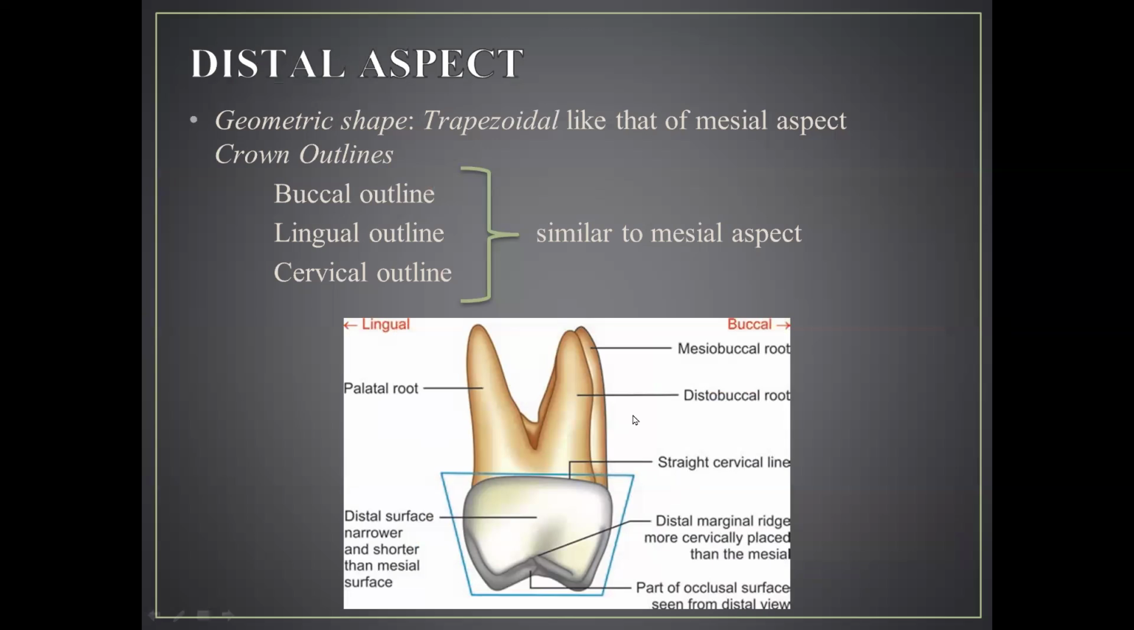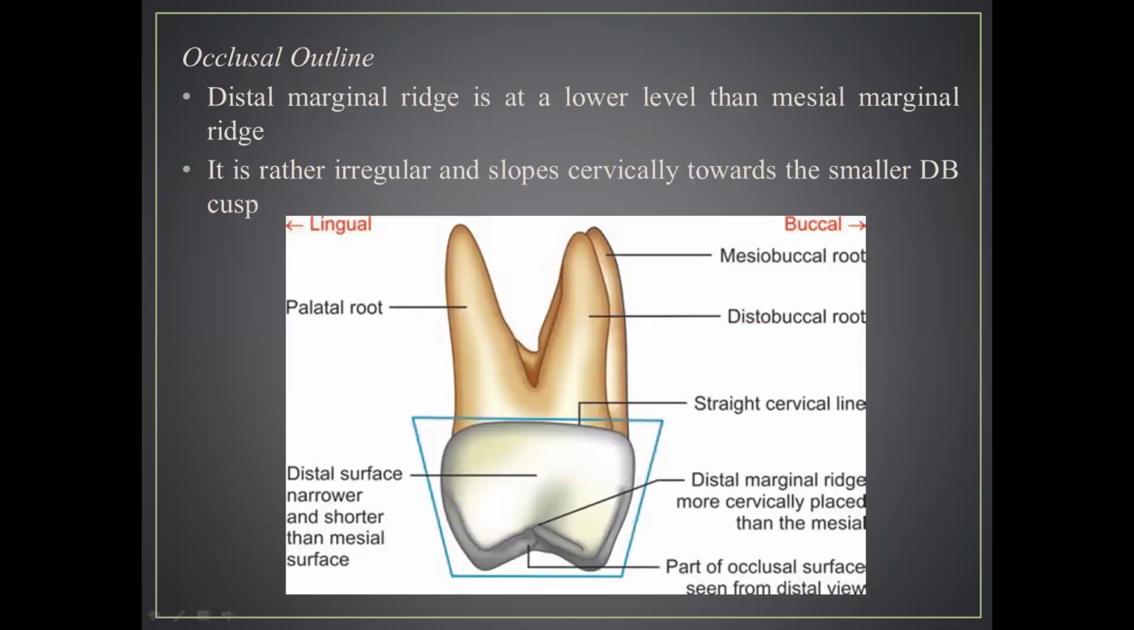So this is the distal aspect of your maxillary second molar, trapezoidal in shape, similar to that of your mesial aspect. Then the crown lines, the outlines, that is the buccal, lingual, and the cervical outlines, are all similar to that of your mesial aspect. So we'll see the occlusal outline.